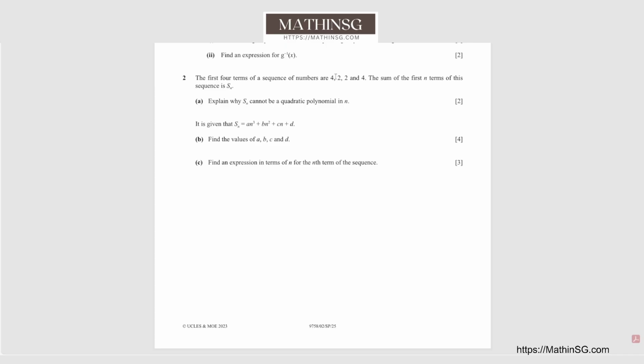So we know that 4 is the first term, 2 is the second term, and so on. To find the sum of the first n terms, S1 is simply the first term. S2 is the sum of the first 2 terms, so it's 4 plus 2 equals 6, and so on. So we can form 4 equations in terms of a quadratic polynomial, and then we will try to solve it.